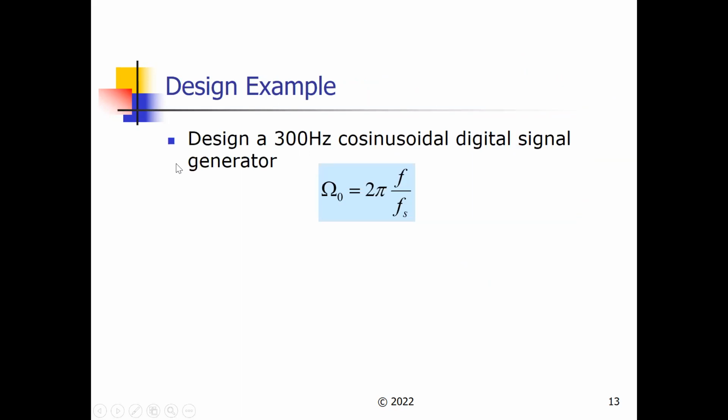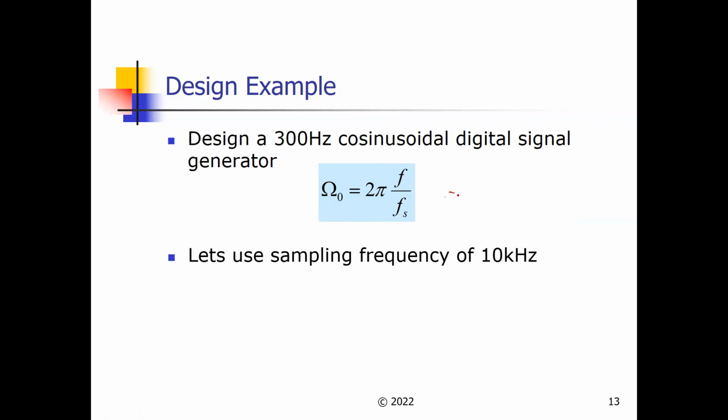Well, let's see if that works. So I want a 300 hertz cosine digital signal generator. So I want to generate a cosinusoid at 300 hertz. First thing, I need a sampling frequency. So let's use a sampling frequency of 10 kilohertz. That's plenty above the frequency F0, and it gives us a lot of samples in between. The sampling frequency of 10 kilohertz.